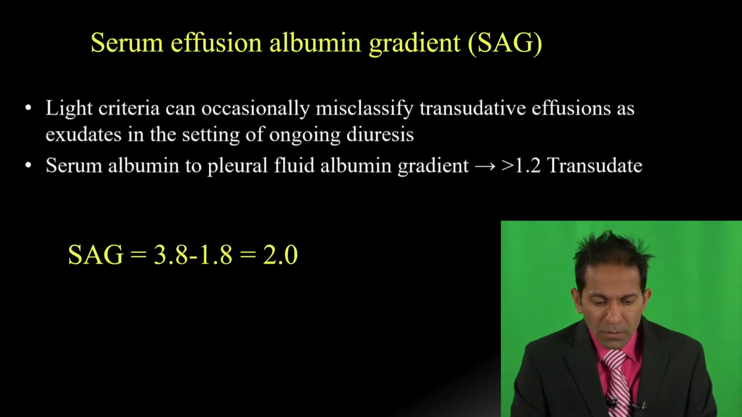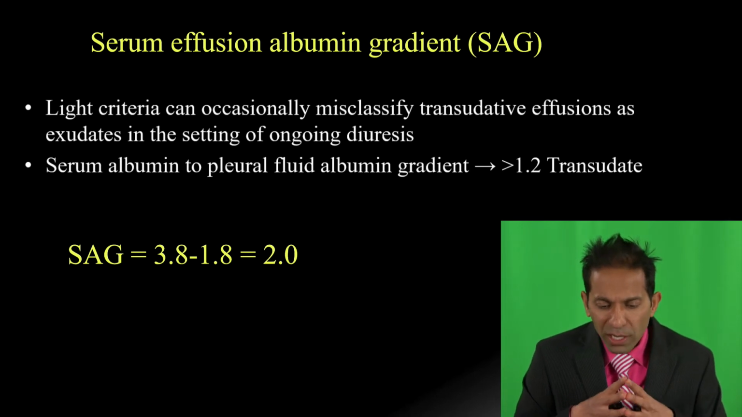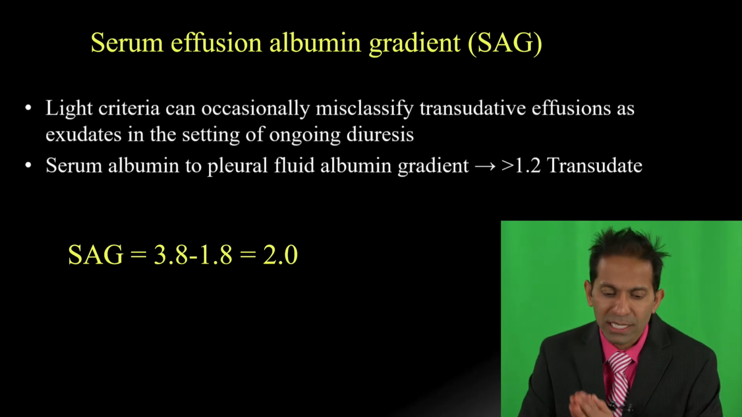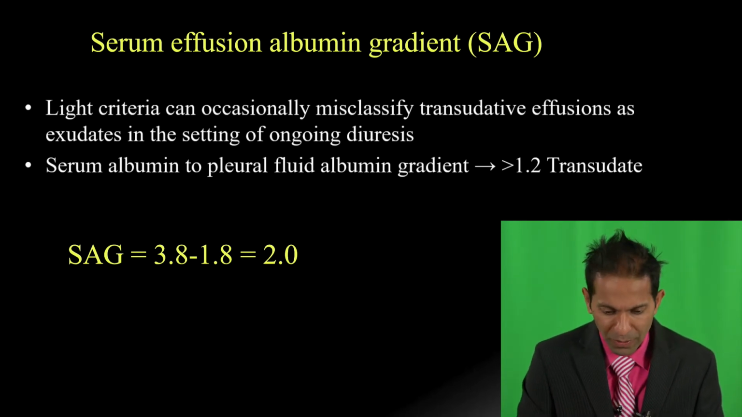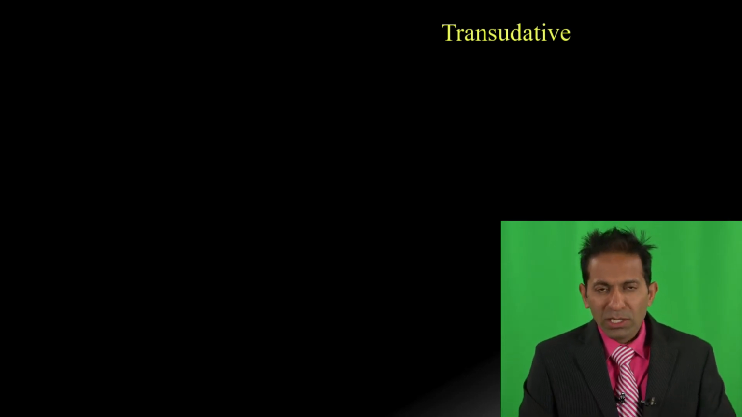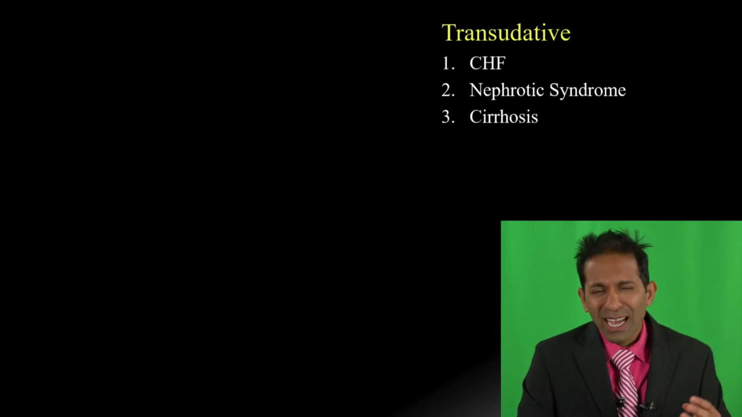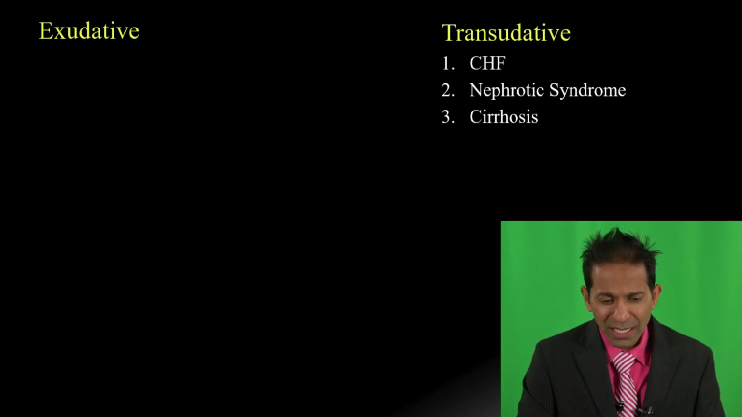We already talked about that. Light criteria can occasionally misclassify transudative effusion as exudate in the setting of ongoing diuresis. So that is a very important point you have to remember. Now, there are 3 main causes of transudative effusion: congestive heart failure, nephrotic syndrome, and cirrhosis. Apart from that, low albumin, and there are other conditions, but these are the most common causes of transudative effusion.